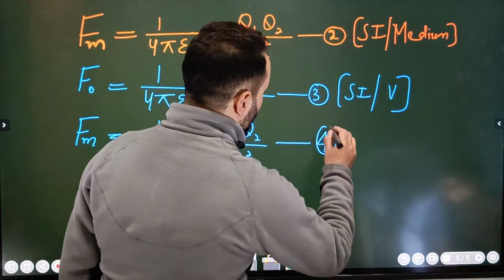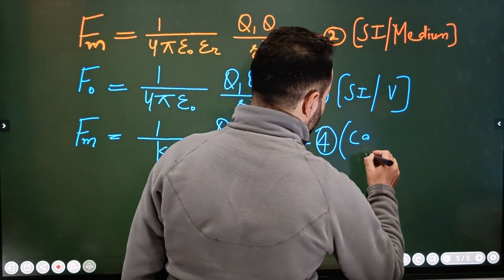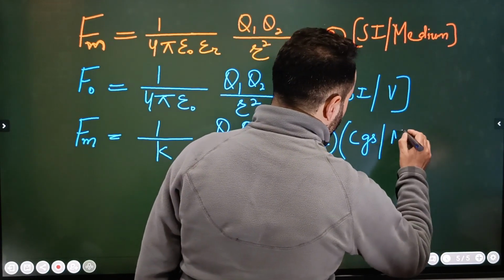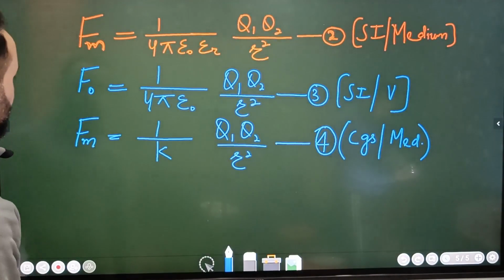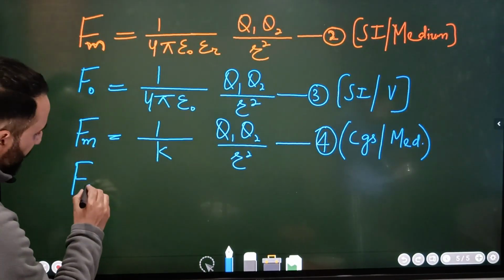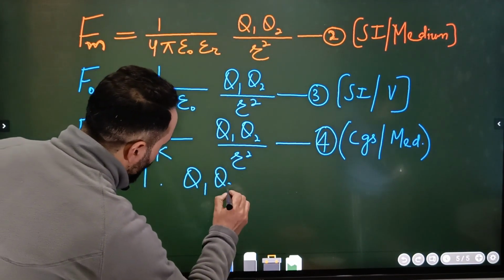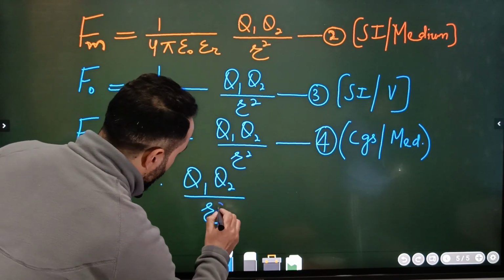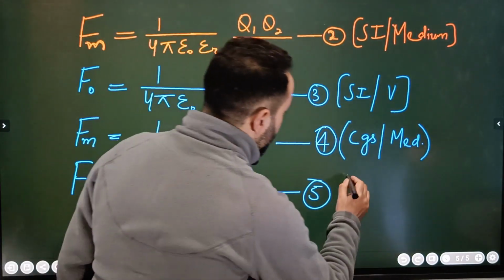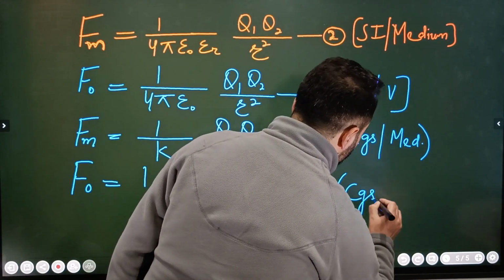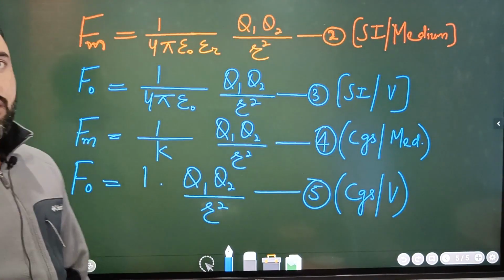So this is our equation number 4, and this is true when the system of units is CGS. CGS is the system of units and some material medium is separating the 2 point charges. Then we have the fourth equation, last equation F naught. That's simply 1 multiplied by Q1 into Q2 divided by r square. So this is our equation number 5, and this is true when the system of units you use is CGS and vacuum is separating the 2 point charges.